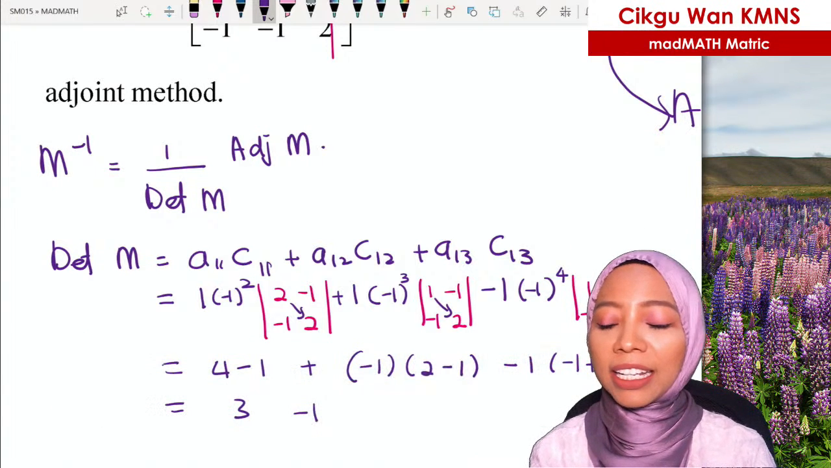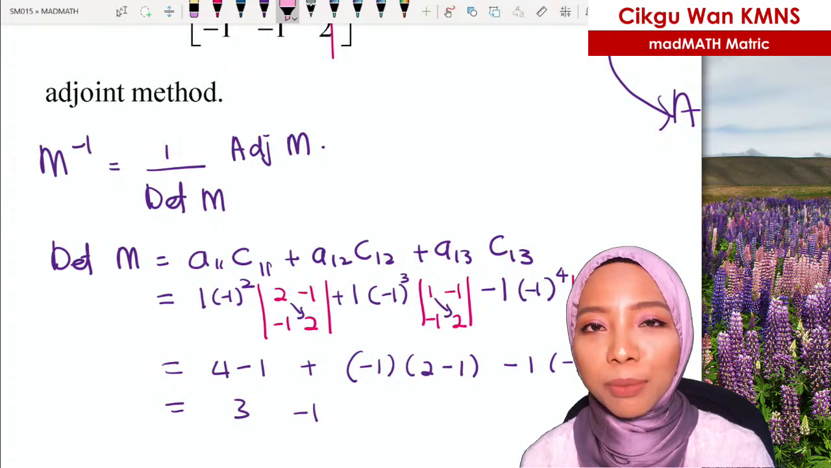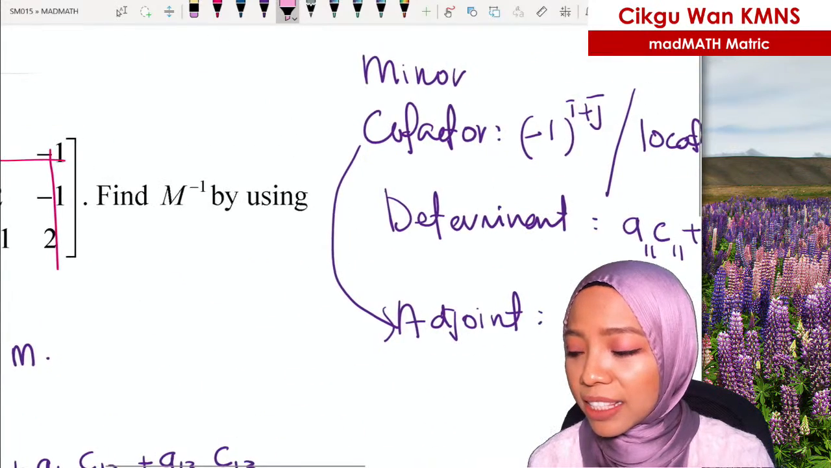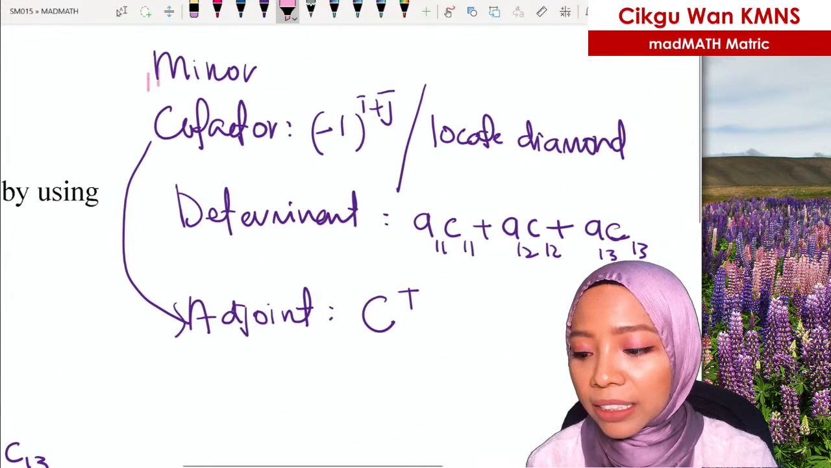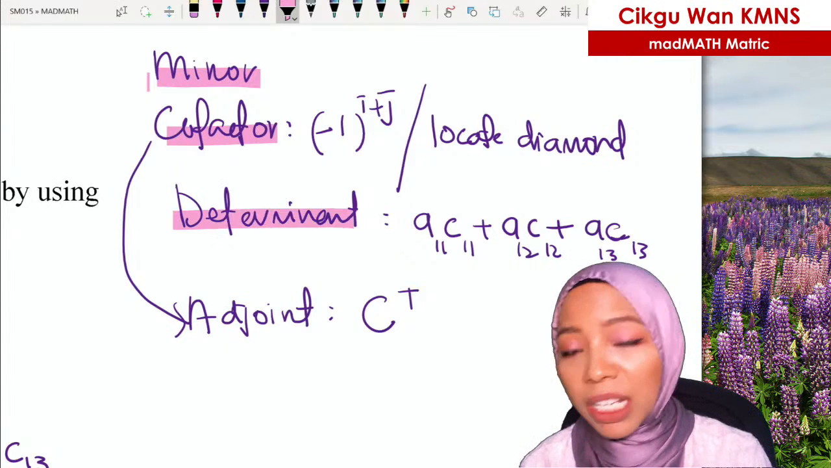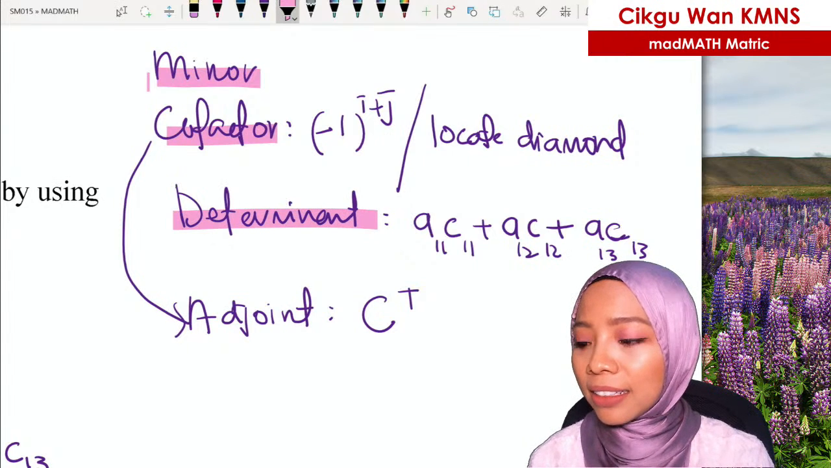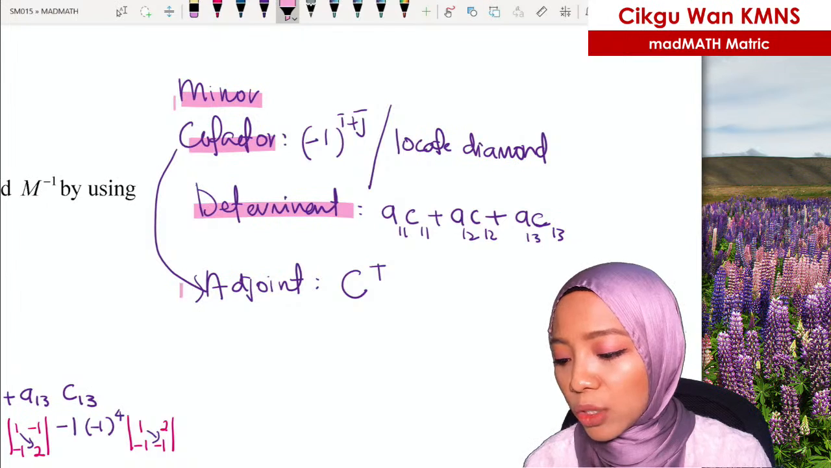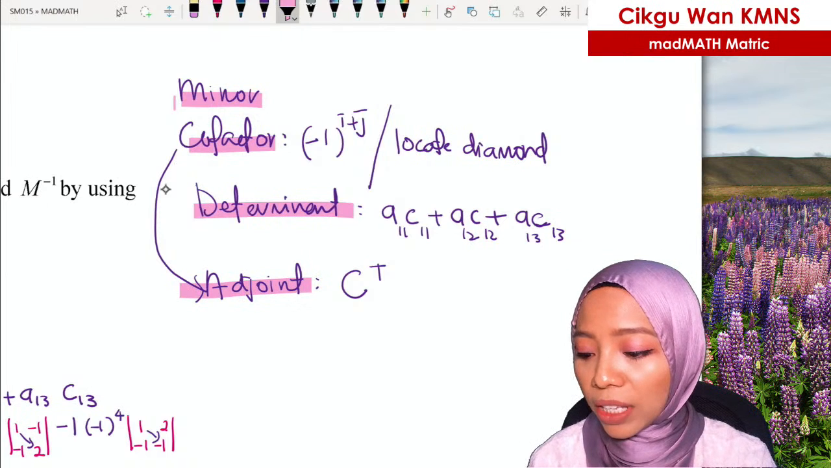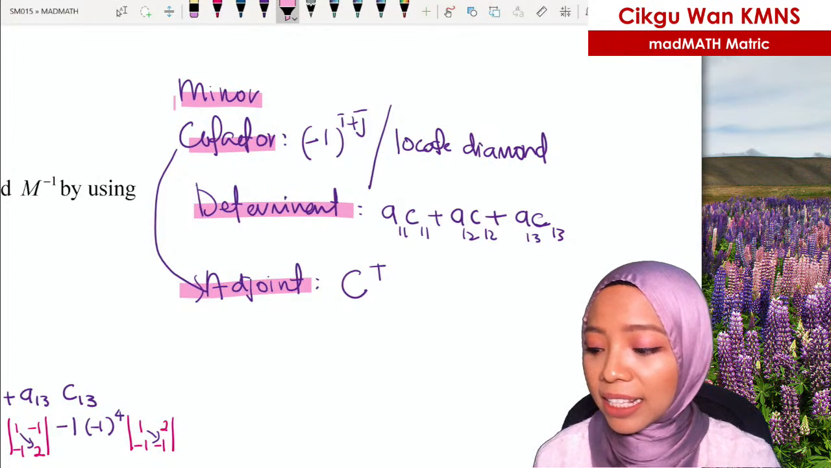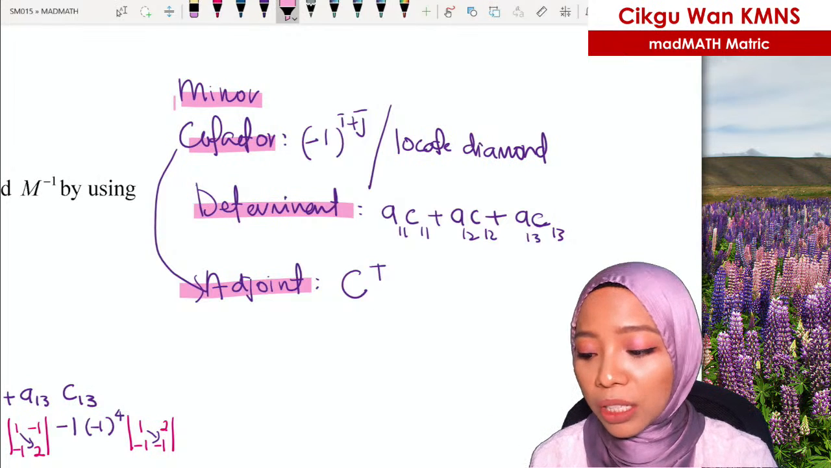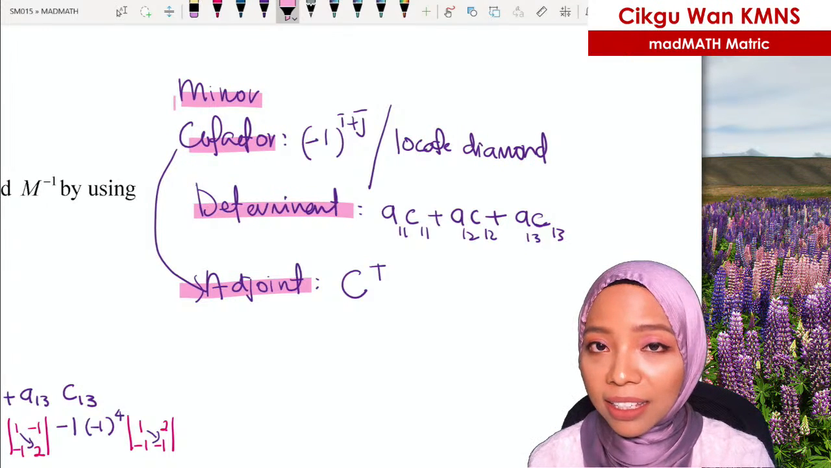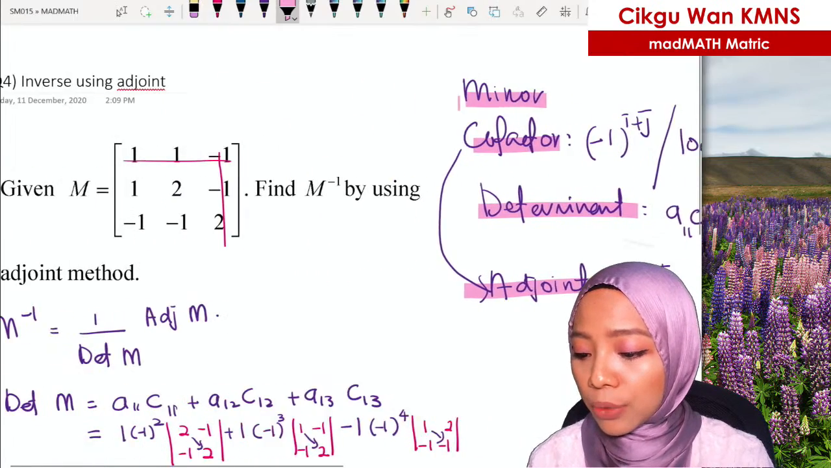Cikgu ulang lagi sekali. Bismillahirrahmanirrahim. Anak-anak semua, tumpukan perhatian. In order for us to find inverse, we need to find minor, cofactor, lepas tu kita kena cari determinant, and then kita akan cari adjoint. Adjoint itu adalah cofactor, nilai cofactor yang kita dapat tadi, transpose. I just nak bagi tahu you keempat-empat benda ni tak sama. They are different. So apa bezanya? Mari kita tengok step by stepnya.